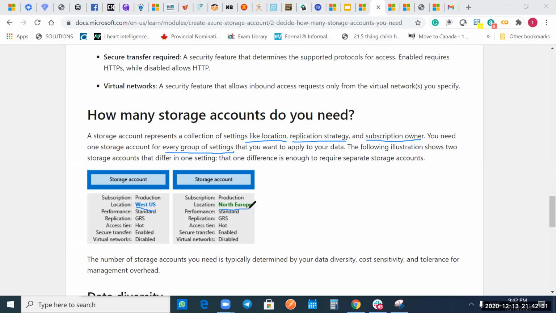The location you choose will not only determine, but also affect, your data diversity, cost sensitivity, and tolerance for management overhead. So when you choose the storage account and your region, remember this. You need to consider whether you need your data in different locations, what the constraint on the cost is, and what your tolerance is for failure and delay. All of this you need to consider before choosing the storage.